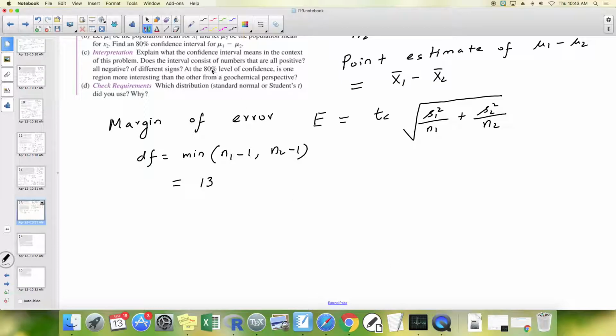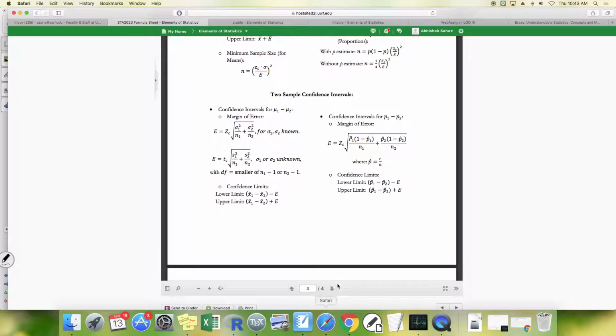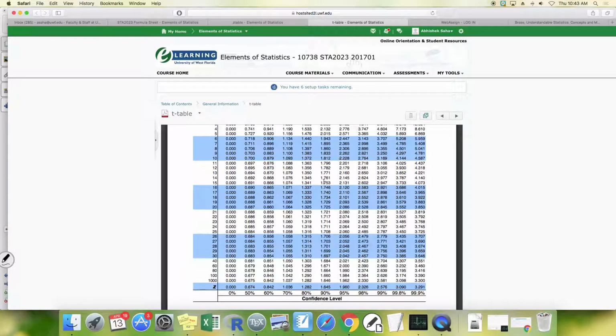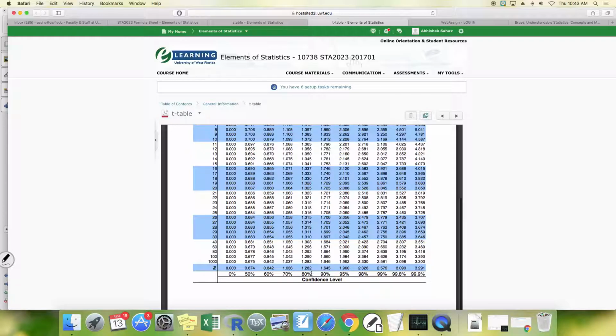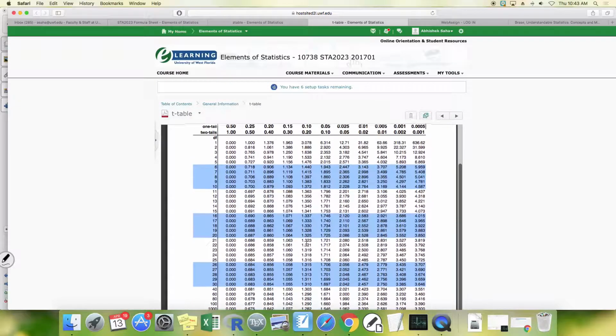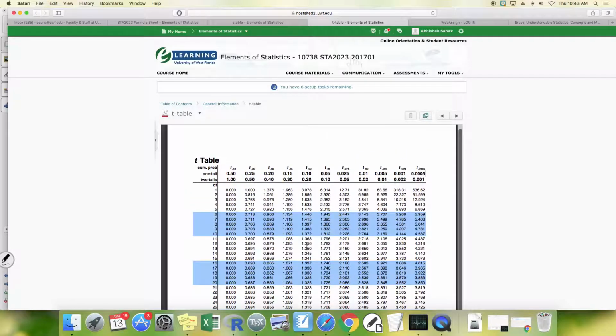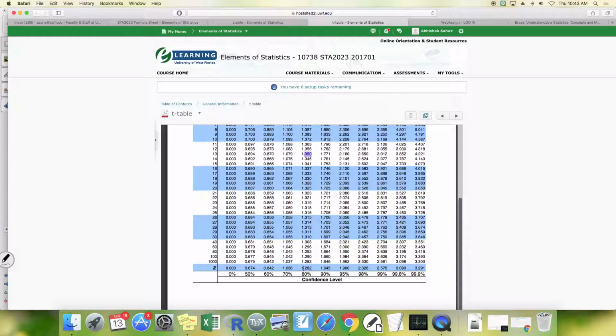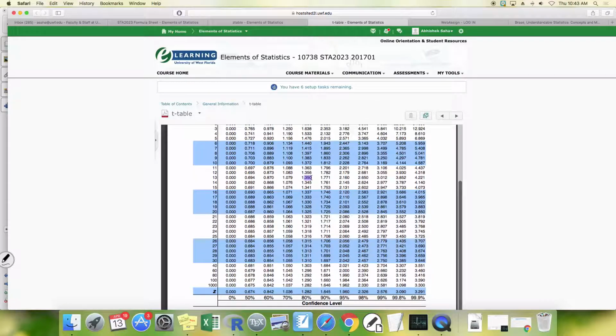So for 80% and for 13, we look for 80% here, and we look for 13. Okay, so this is the number for 13 and for 80%. So 1.350.